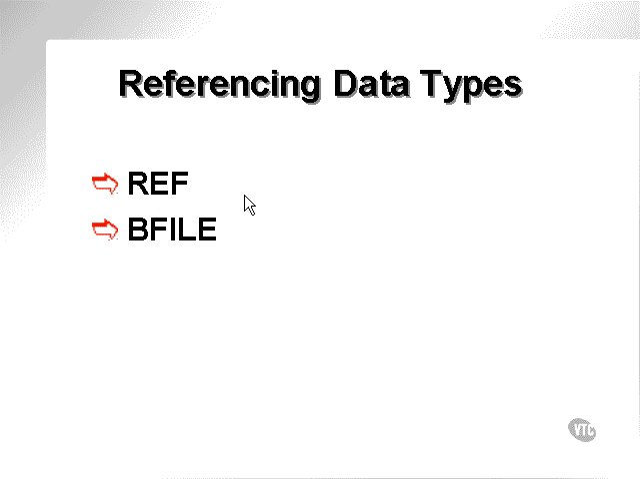A REF data type is really a pointer to somewhere else, or to another object or row in the database. It's a pointer. A BFILE is also a pointer. However, a BFILE can also be a binary object. The best form of a BFILE object is a pointer to an object stored outside the database on disks, such as an image. Really, what the BFILE in its best form contains is the name of the image and the path where it is on the database server or an image server.